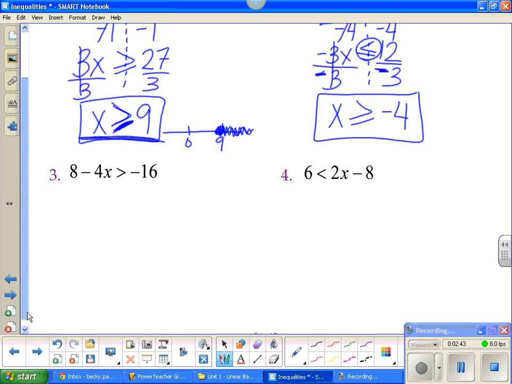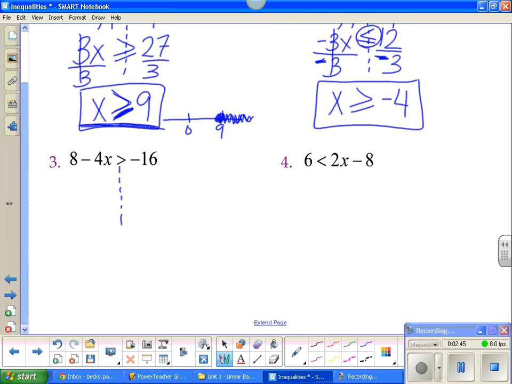Number 3. Here's your wall. Here's your x. This 8 is a positive 8 because that negative belongs to the 4. So I'm going to subtract 8 again because it was positive. I don't flip for subtracting. I only flip for dividing by a negative. So I have a negative 4x left. I do not flip my greater than sign. A negative 16 and a negative 8 is a negative 24.